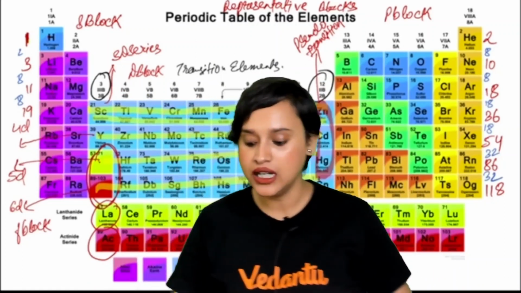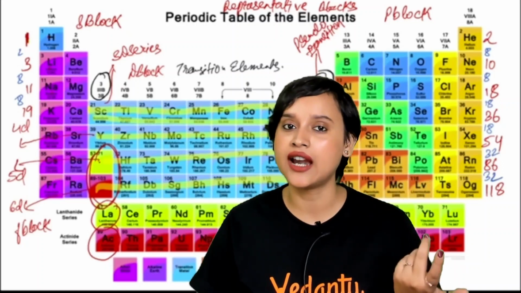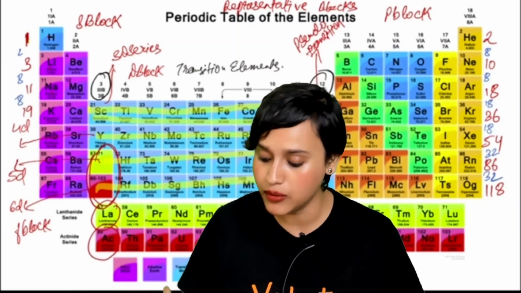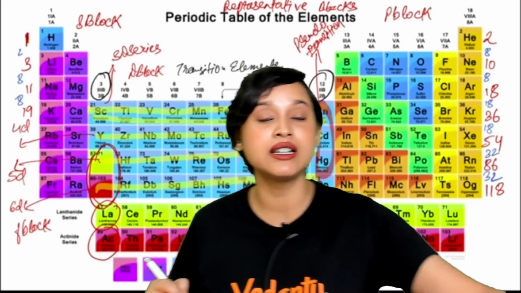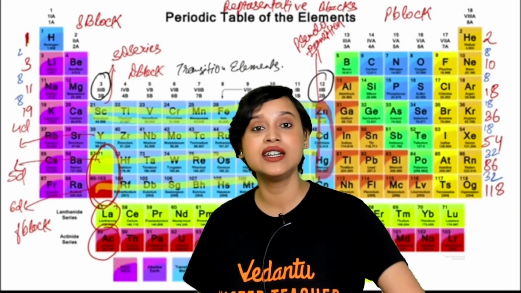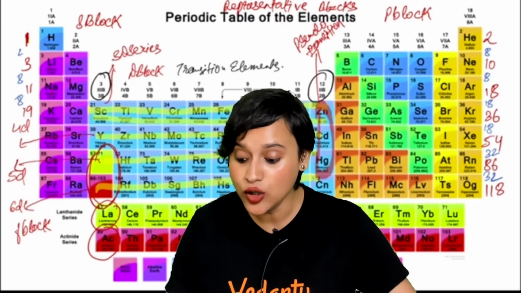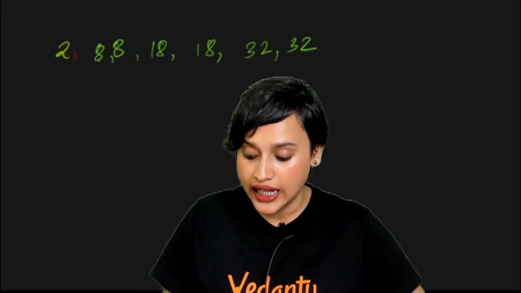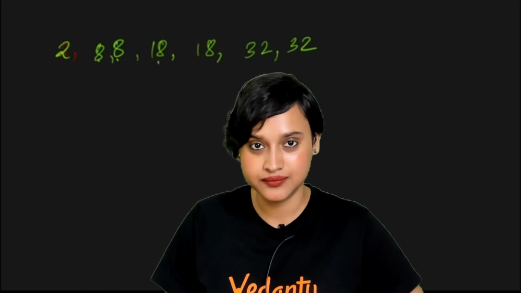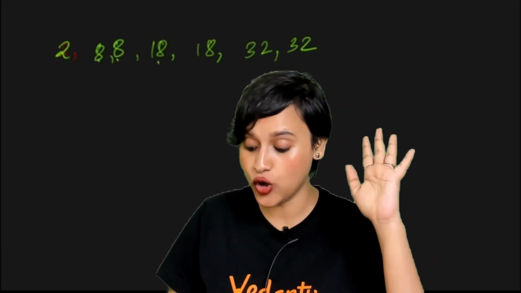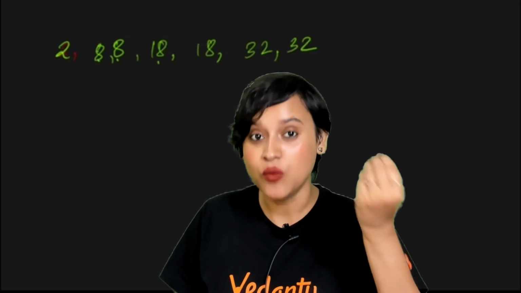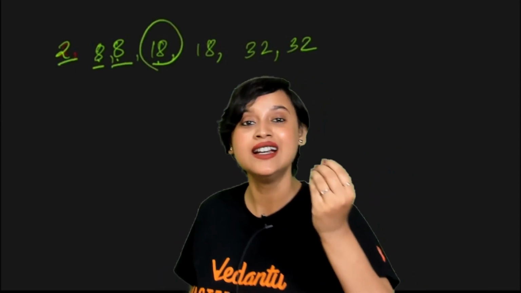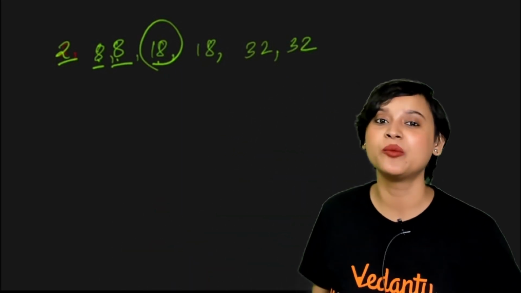For example, I know that the atomic number of scandium is 21. So how will I calculate the atomic number of yttrium? It is 21 and then 39. That means I have to add 18. Scandium falls in the 4th period. 2 is done, 8 is done, 8 is done, so I have to add 18 here. The moment I add 18, I get the atomic number of yttrium.